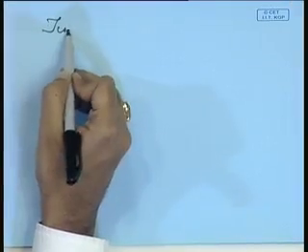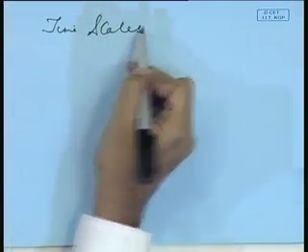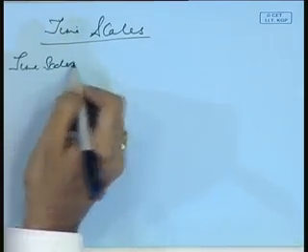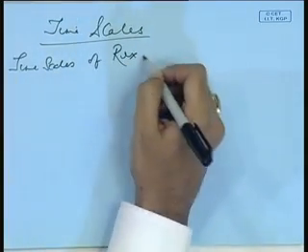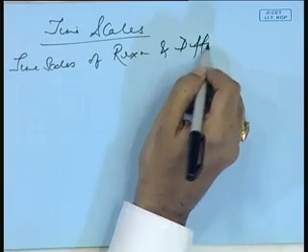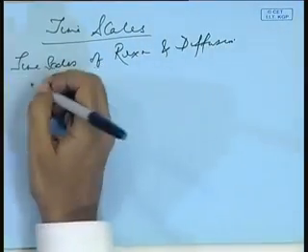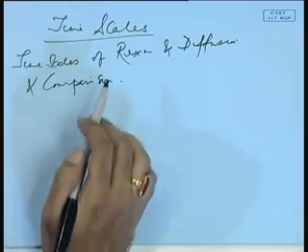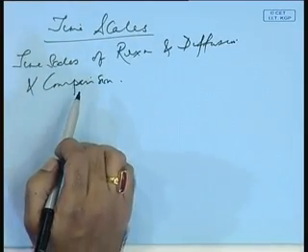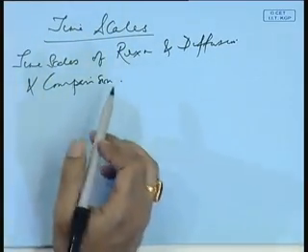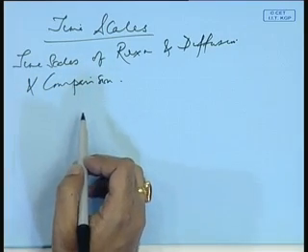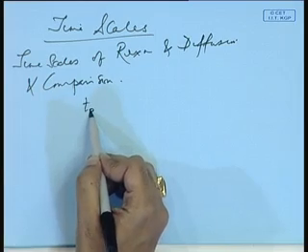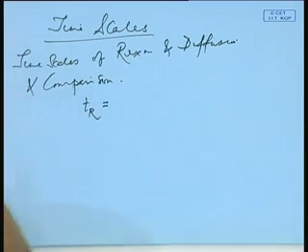So, time scales of reaction and diffusion, and comparison. Comparing the time scales of reaction and diffusion, and obtaining them. So, if I give you a first order reaction, for example, what would be the time scale? Let us call it TR, the time scale for reaction.